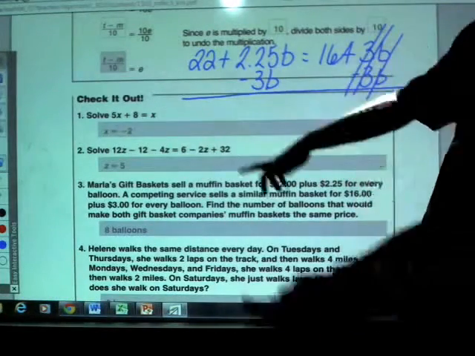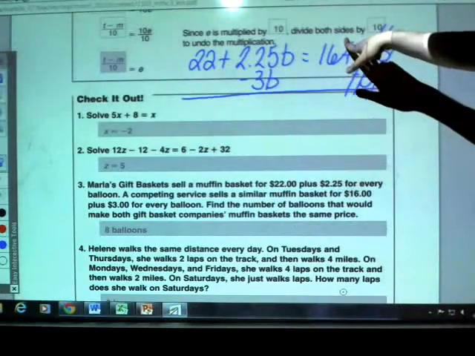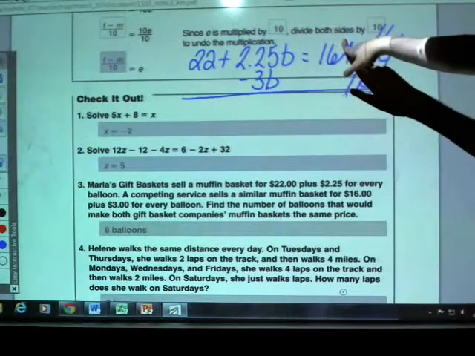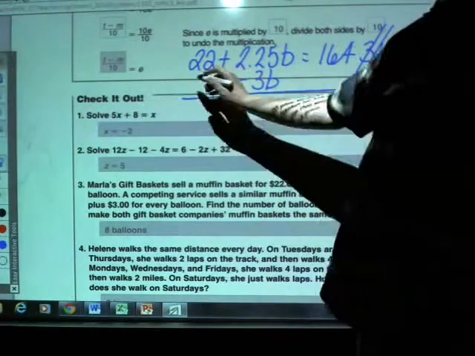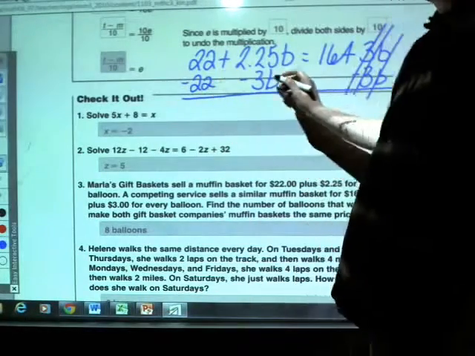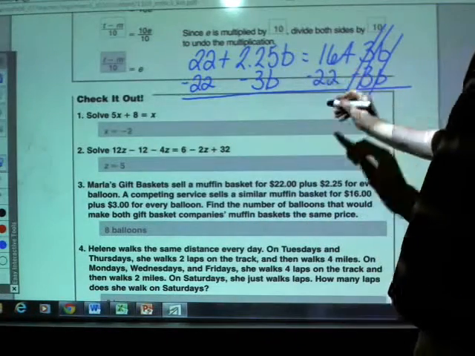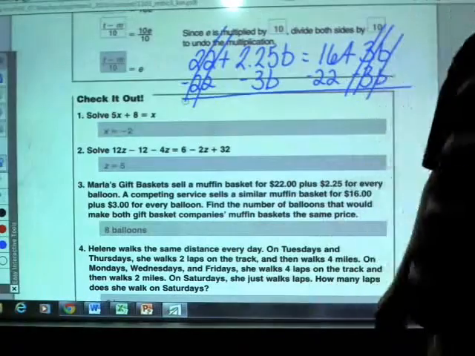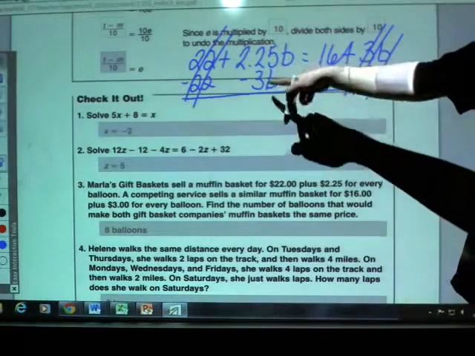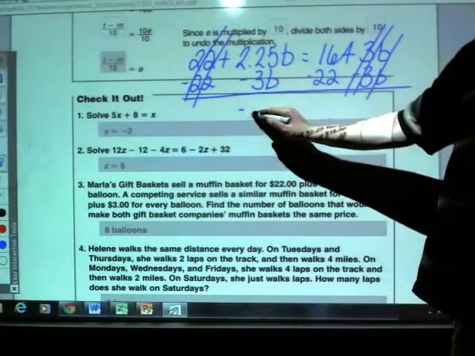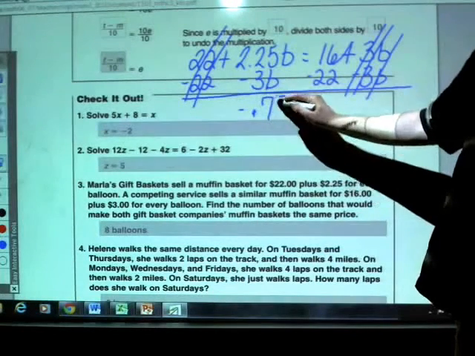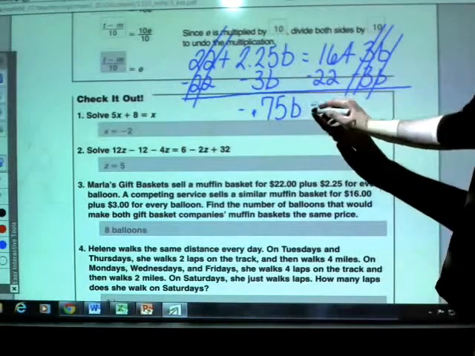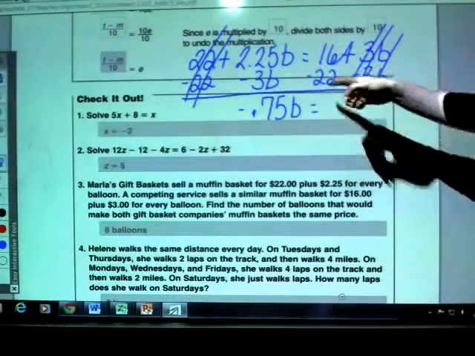And numbers to the right, which means this 22 is going to get kicked over here. Again, moving it to the opposite side of the equal sign, so I'm doing the opposite. That's me subtracting 22. All right, so I got 2.25b minus 3b, which is negative 75 cents b, negative 0.75b. And I want to know when is that going to be the same as negative 6.